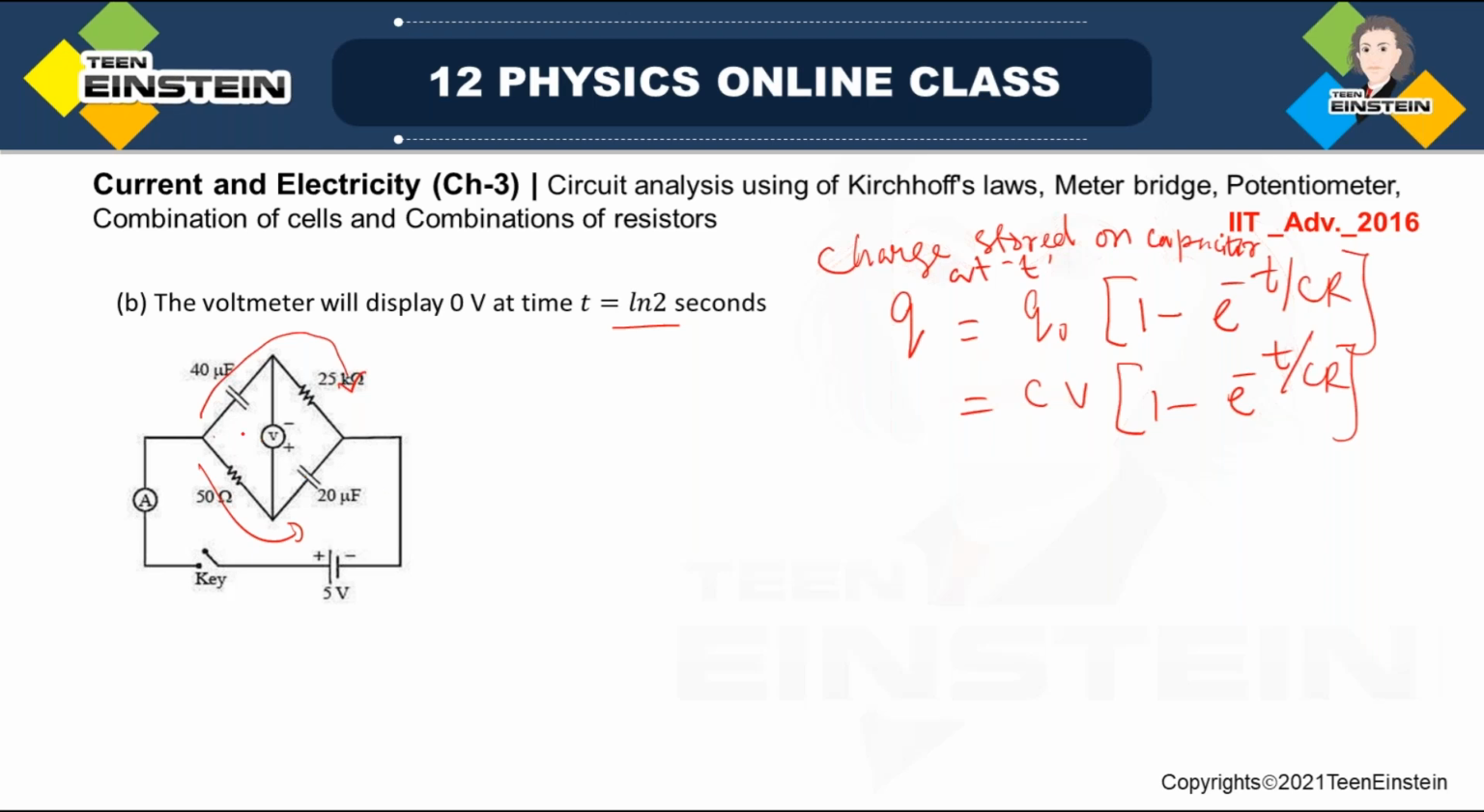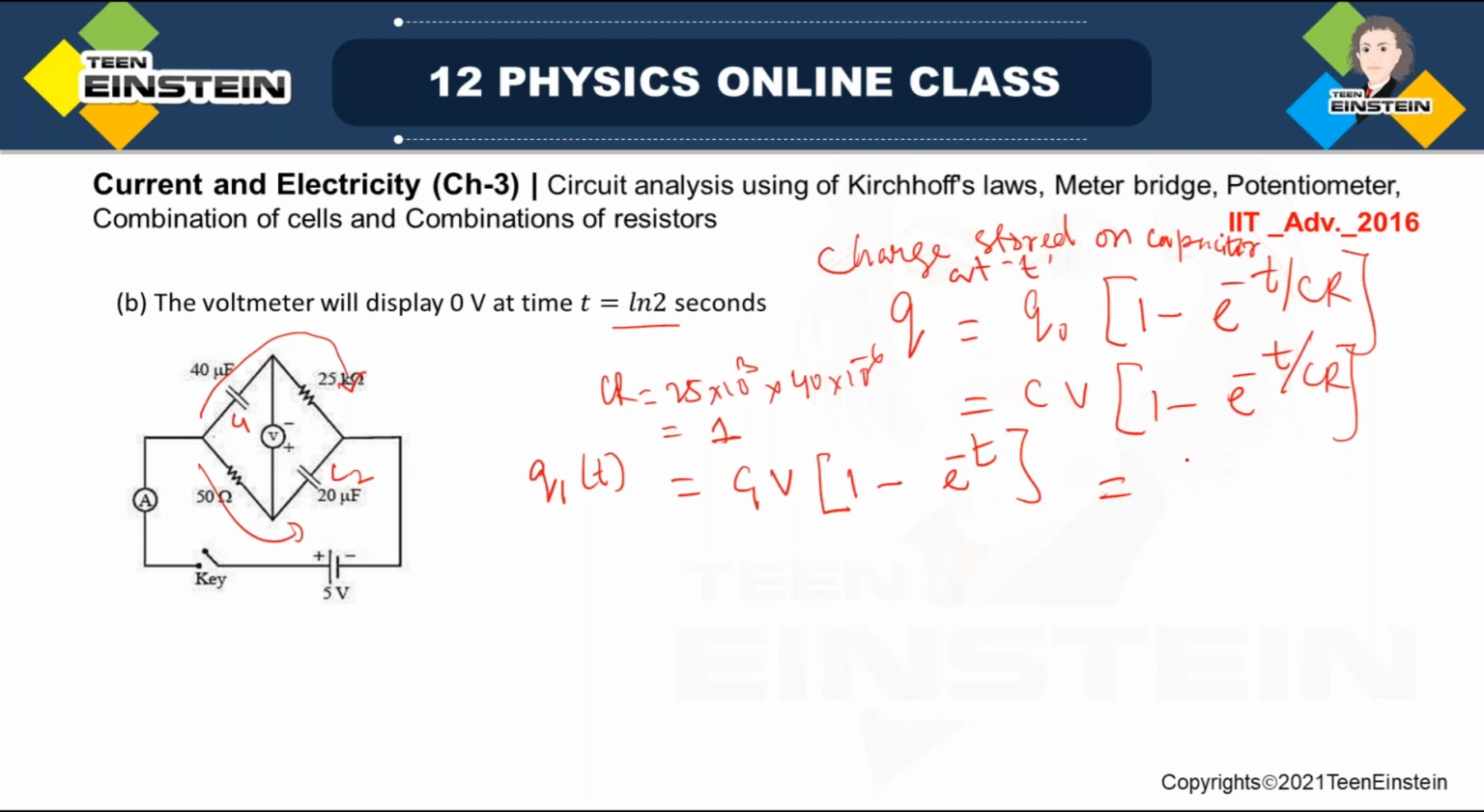Let us say this is capacitor C1 and this is capacitor C2. So the charge stored on capacitor C1 at any time t will be written as C1 V, V is 5 anyway. And what is CR in this branch? CR is 25 into 10 to the power 3 times 40 into 10 to the power minus 6. This is actually the time constant CR. So this will be actually 1 if you see. Okay, so here the exponent t by CR is t.